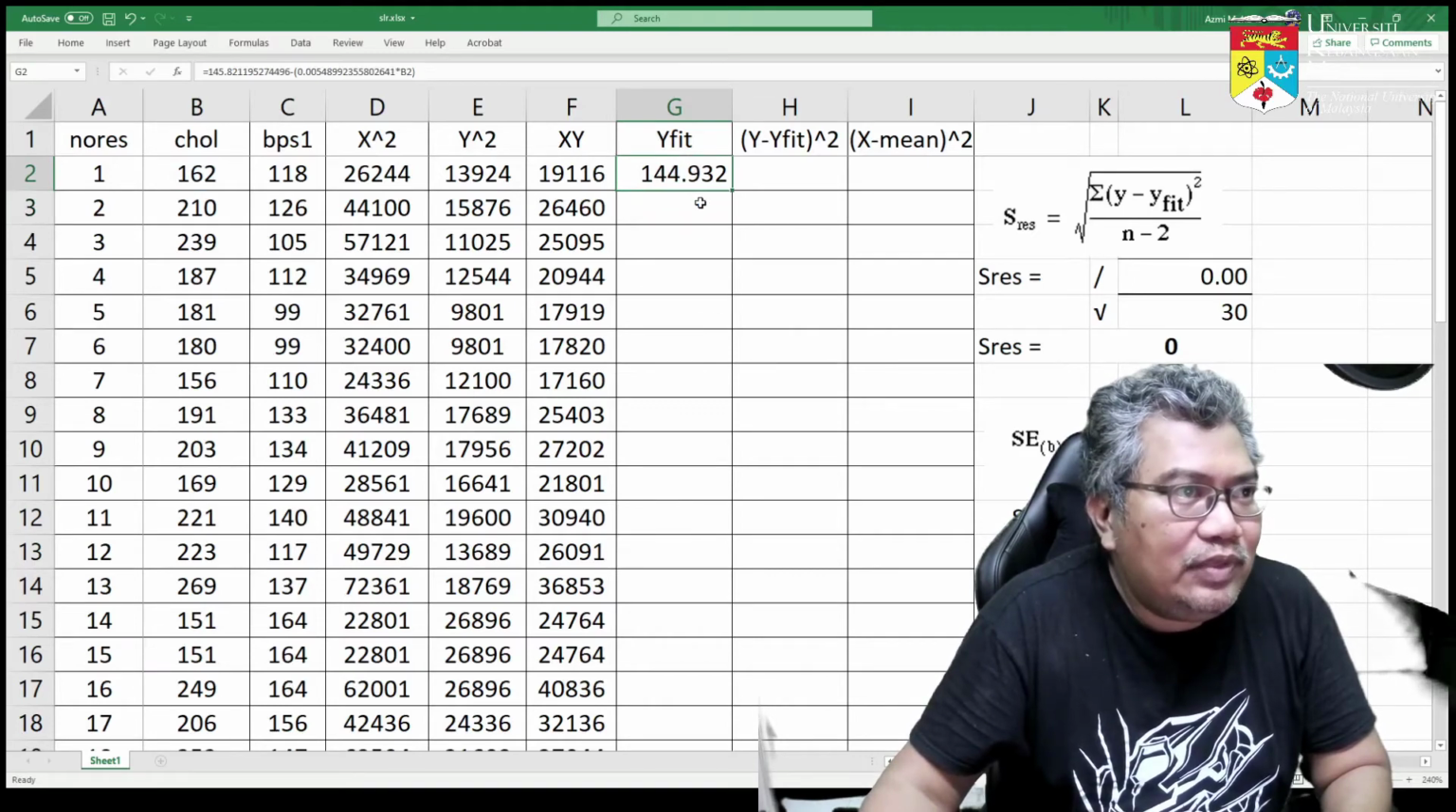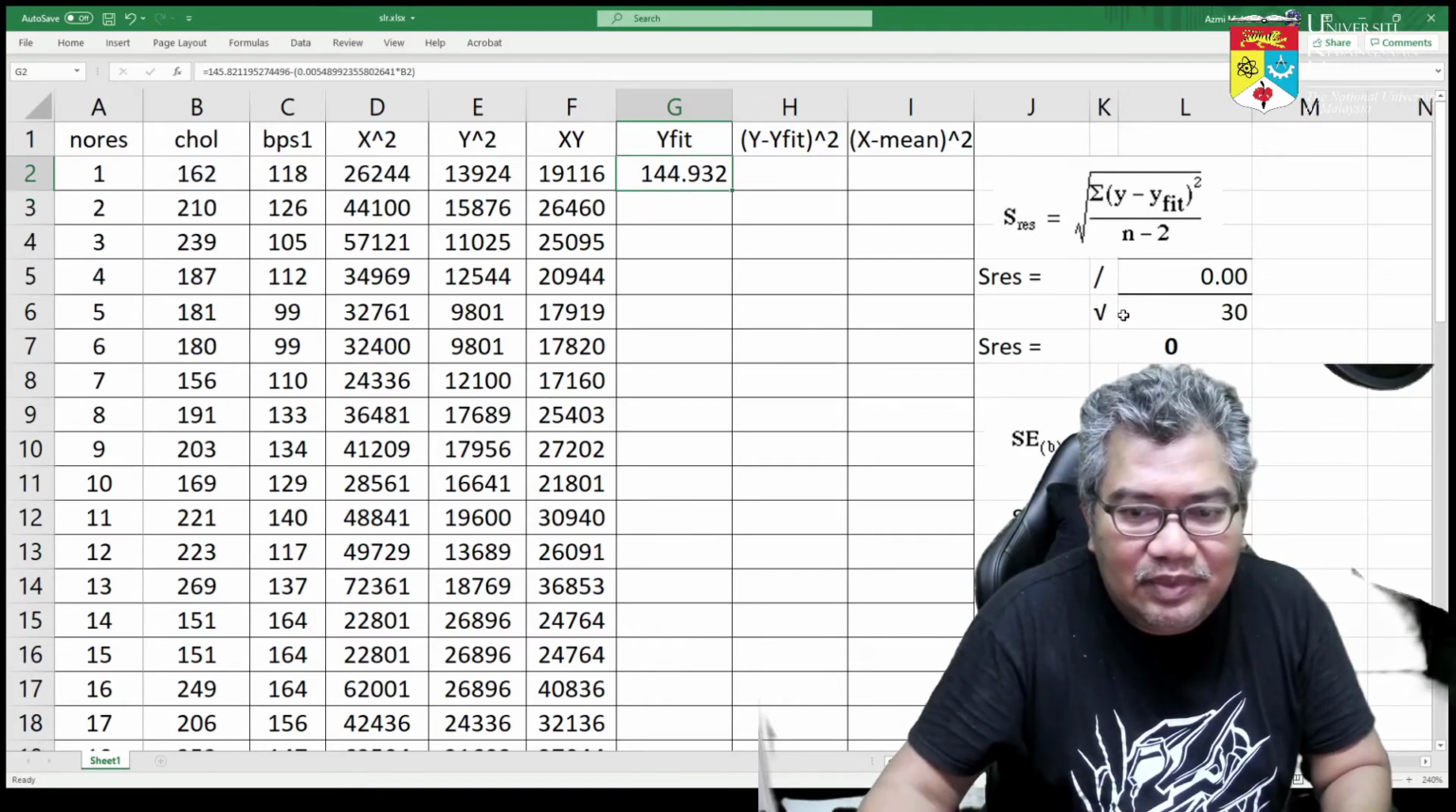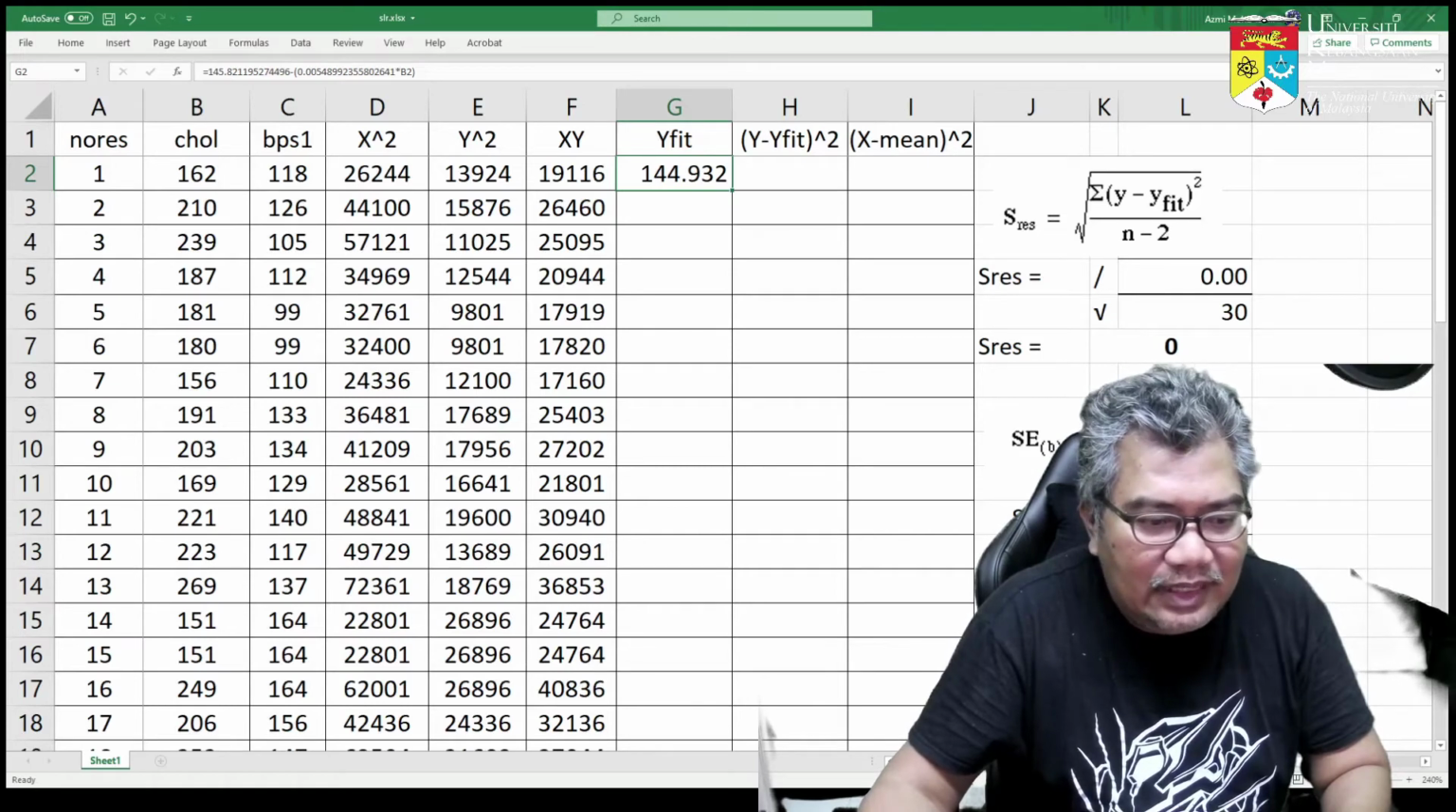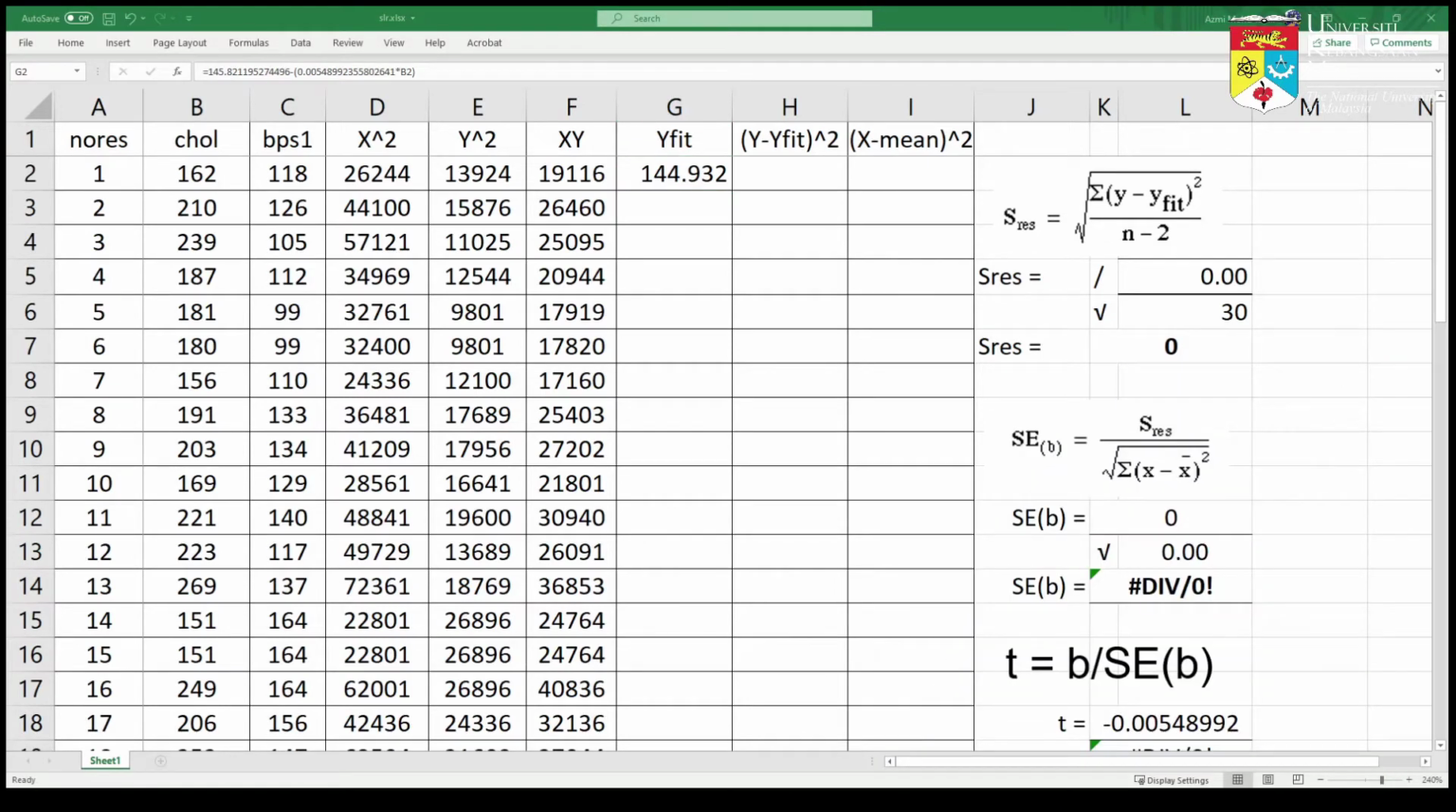Why do we need to get the value of the Y fit? Because the formula to calculate the standard deviation of the residual, the standard error of the regression coefficient, requires us to have the difference of the Y and the Y fit. The Y is the observed data, the Y fit is based on the formula. That is why we need to calculate the Y fit first and then get the difference. So this is the formula.